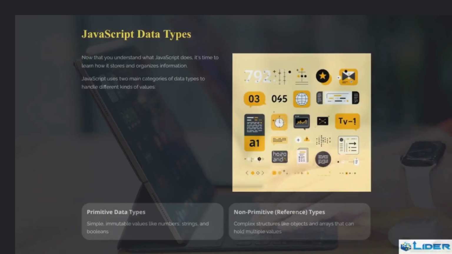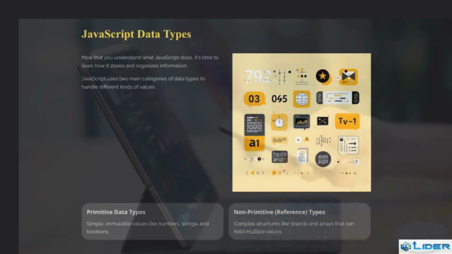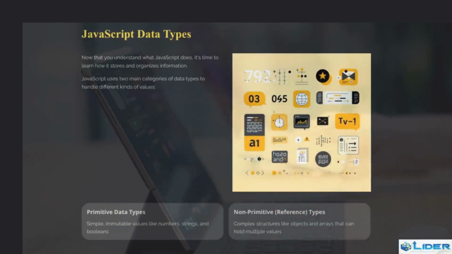Now, let's talk about the different types of data we encounter in JavaScript. On one side, we have complex structures like objects and arrays, which can hold multiple values. These are what we call non-primitive or reference types. They're powerful because they let us organize and manage groups of data easily. On the other hand, we have simple and immutable values such as numbers, strings, and booleans. These are what we call primitive data types. They store a single piece of information and are straightforward to work with.